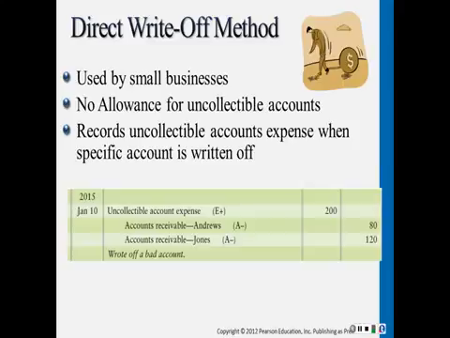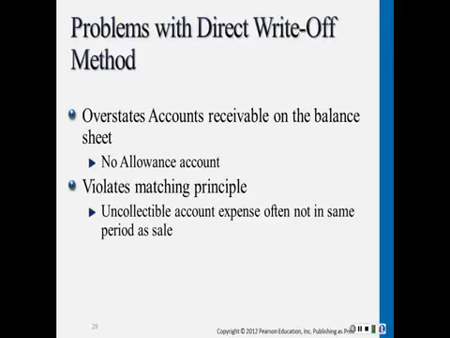Under the direct write-off method, you do not use the allowance for uncollectible accounts account to record the expense based on an estimate. Instead, you wait until you determine that you will never collect from a specific customer, then you write it off. You write off the customer's accounts receivable by debiting uncollectible account expense and crediting the customer's accounts receivable. The direct write-off method is defective for two reasons.